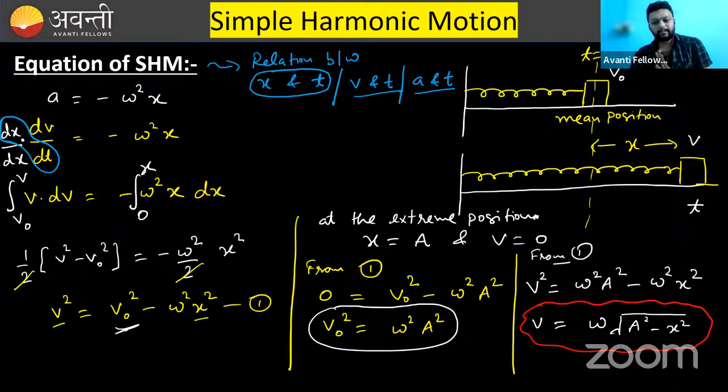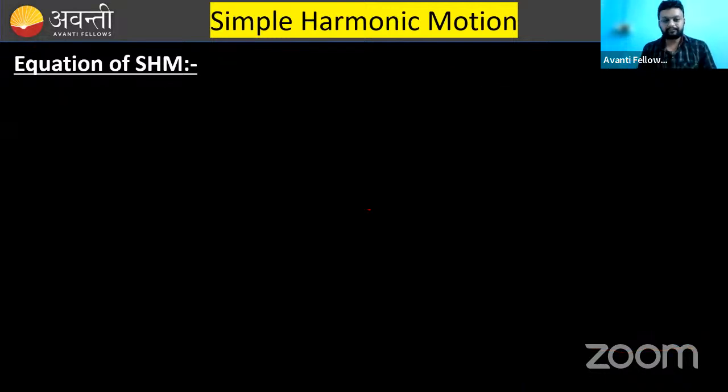Now I am moving further. This is not the relation that we wanted, but this is an important relation. Now moving further. What we have achieved till now is v equals omega root of a square minus x square.